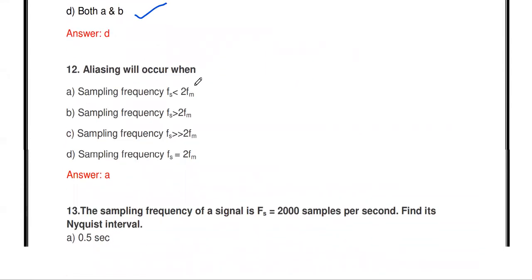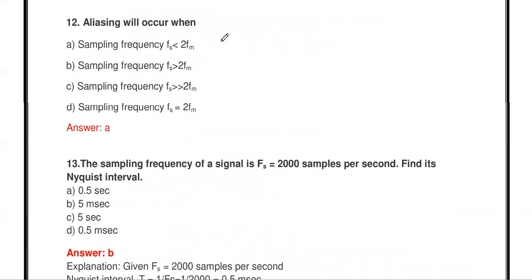Okay, the next question: in which condition will aliasing occur? If you select fs less than 2 fm, fs greater than 2 fm, fs very much greater than 2 fm, or fs equal to 2 fm. So fs less than 2 fm. In that condition only the aliasing will occur. For fs greater than, very much greater than, or equal to 2 fm, the aliasing will not occur.